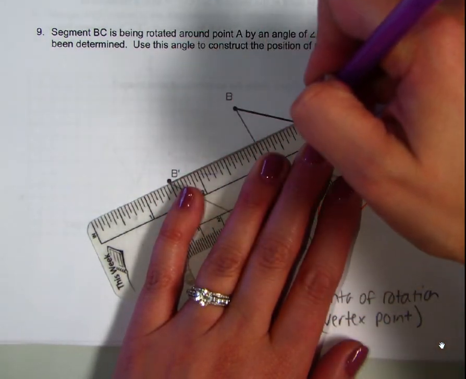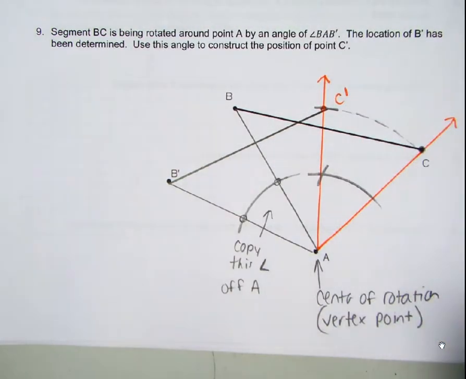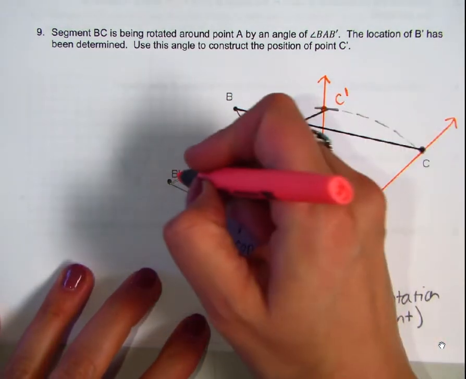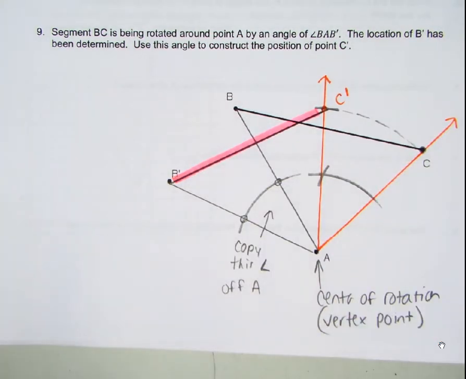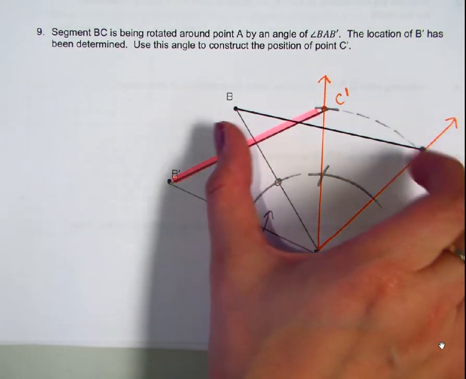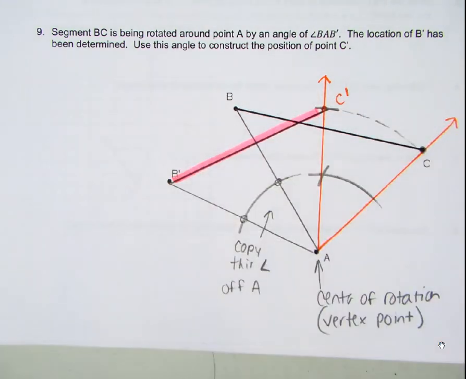So this one got kind of crazy. We can actually even highlight our answer. This is my answer. Okay, so I took this line segment and I rotated it.